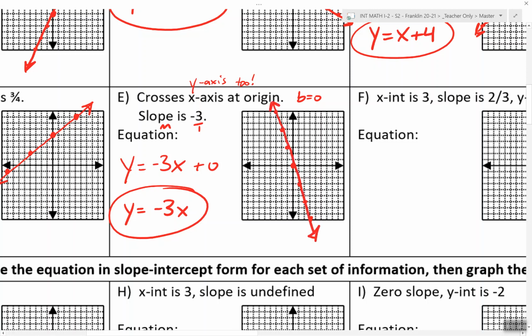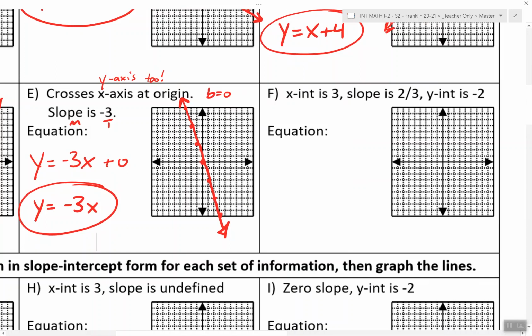So the problem didn't specifically tell us that it crossed the y-axis anywhere. But since it crosses the x-axis at the origin, which is that middle point, it also crosses the y-axis there. So we know that the b value is 0. And again, if you write this equation, it's okay. It's not mathematically wrong. And if it helps you to have that plus 0 there, by all means put it. But the simplified way to write it is y equals -3x.